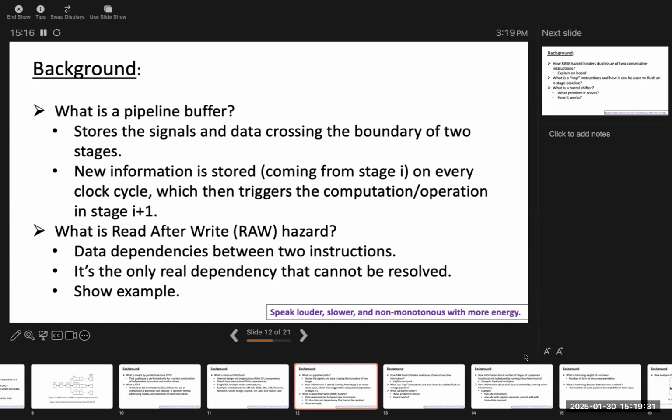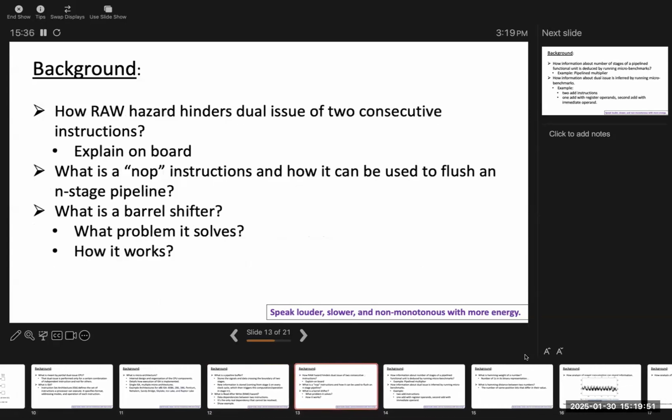When we are scheduling or issuing the instructions, we need to check if there is a RAW dependency or not. If there is, I cannot issue both of them in the same cycle, right? How this RAW hazard hinders the issuance of two consecutive instructions, I think I have explained already. I must first issue this one, and once the result is ready, then I can issue the multiply. Yes, we can forward the data, but let's keep things simple. We say we will issue only when the result is available in R3, and then we can do the multiplication.